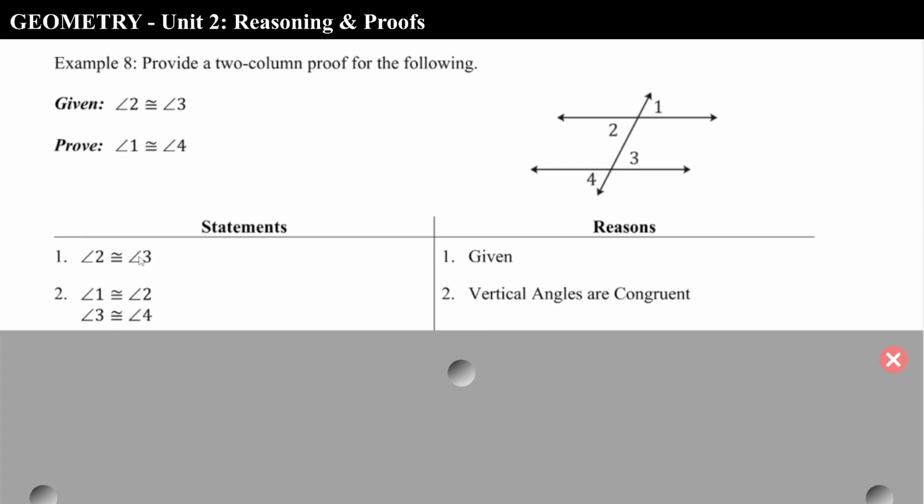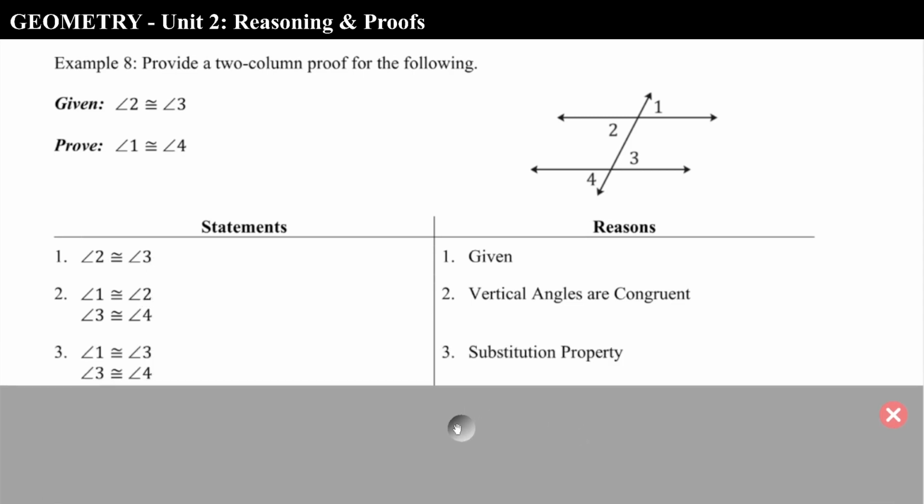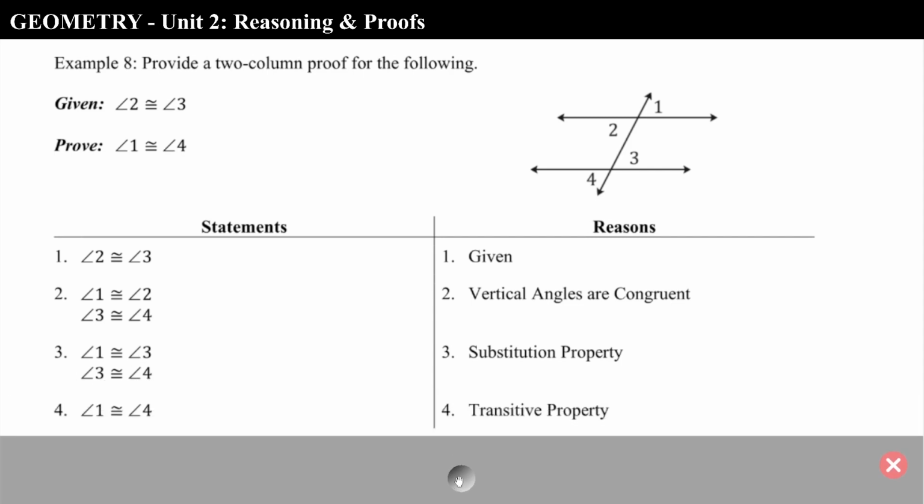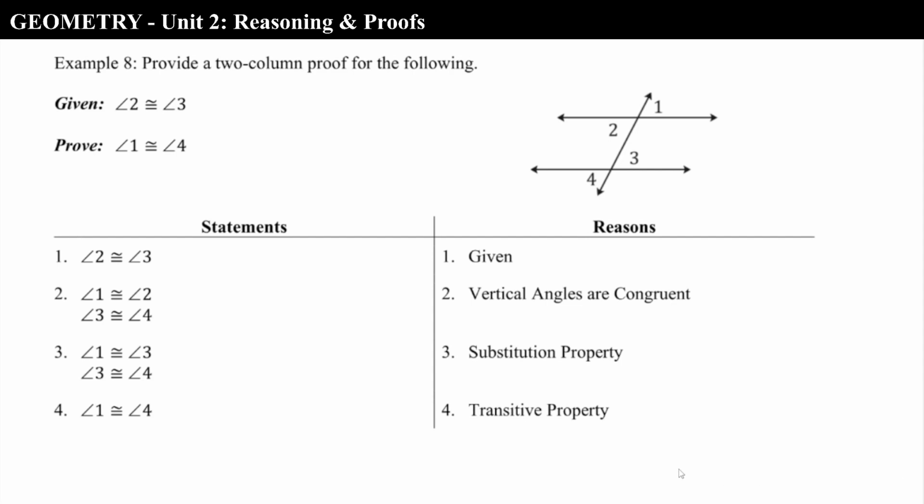Now I'm going to substitute in angle 3 in for angle 2 here. And I think this is going to make the transitive property that follows look a little more straightforward. If angle 1 is congruent to angle 3 and angle 3 is congruent to angle 4, then angle 1 and angle 4 must be congruent. And that comes from the transitive property.